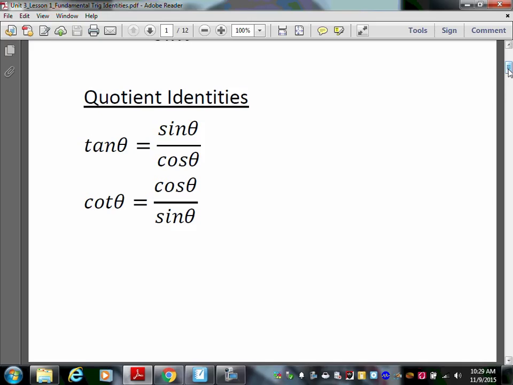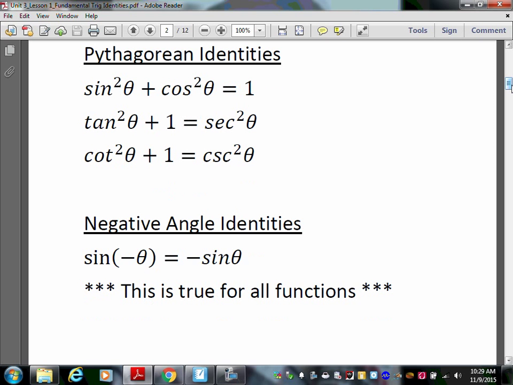Okay, so we've kind of experienced these ones as well because tangent is y over x, and in the unit circle sine represents the y, cosine represents the x. Cotangent's x over y. In the unit circle, cosine is the x, sine is the y. So we've kind of experienced this already. That's it for identities for today after this paper.